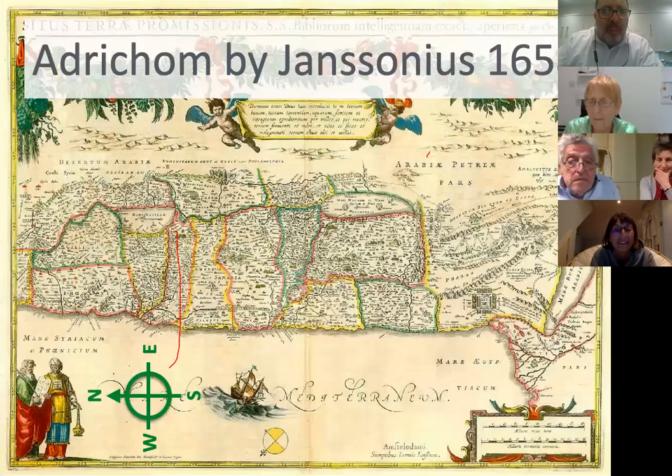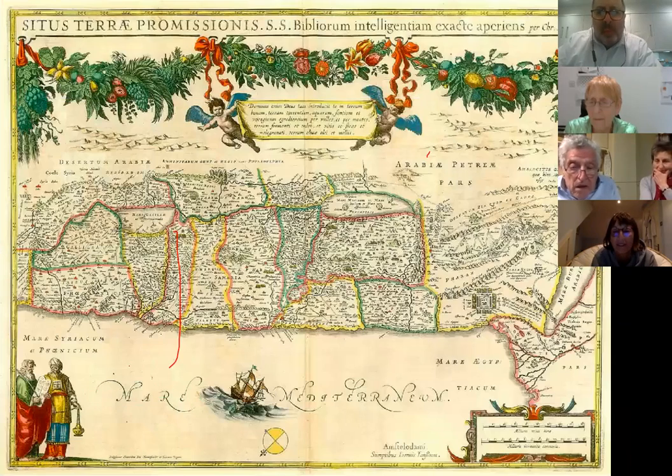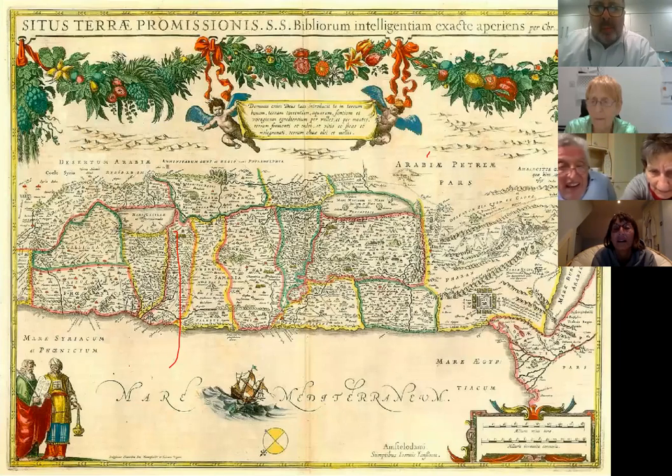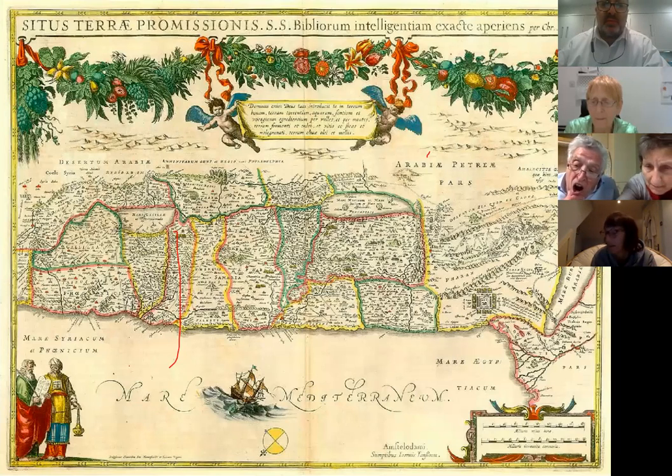This is another map by Jansonius, quite simple, with the tribes neatly delineated. You're still looking at a map with the east at the top, beautifully colored, and you're seeing now more color coming into these maps as we go along.